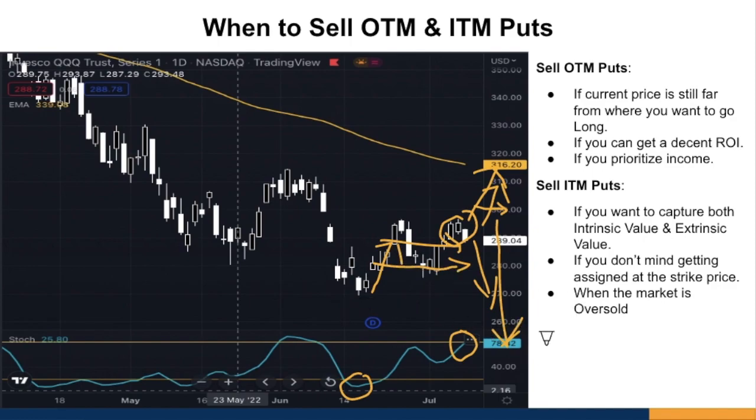So in general, if you're still new to options trading and have just gotten started selling put options, I would suggest that you start off with out of the money put options first, mainly because it is much more forgiving. Only once you become more advanced and you're comfortable with the fact that you can get assigned on the shares, and you want to make intrinsic value on the move up as well as extrinsic value, then you can start to consider exploring in the money put options.